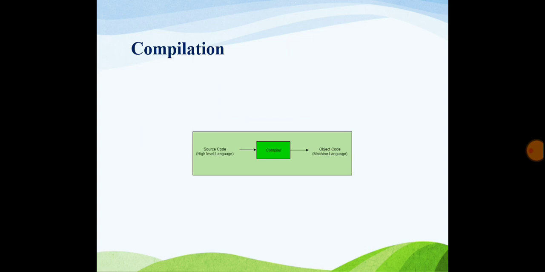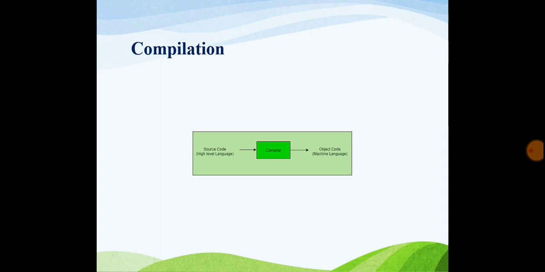Here, the compiler will read the high level language program, let's say this one, and it will convert the entire program into machine language, and this machine language code will then be executed. So the compiler converts the entire program written in the high level language to machine level language, and then that machine level language code is executed.